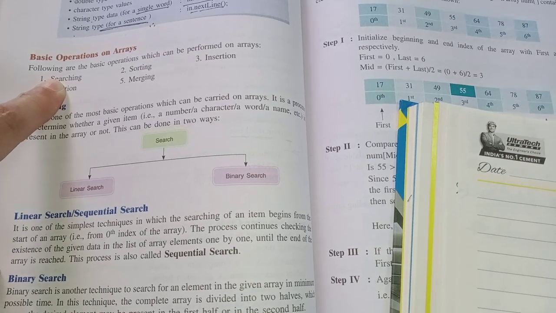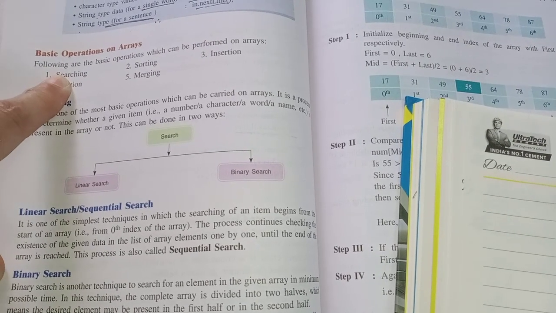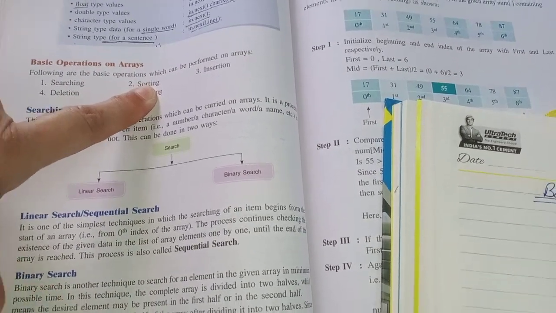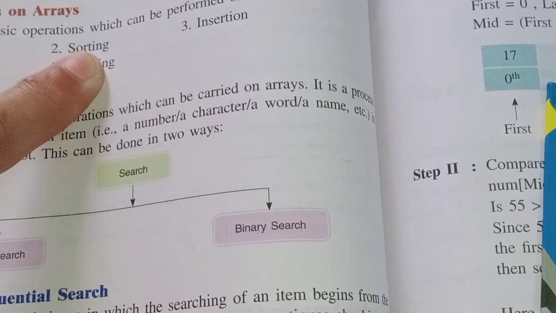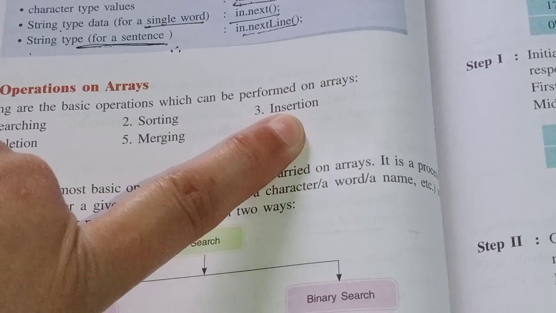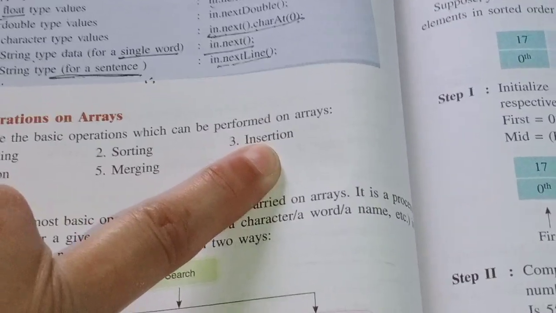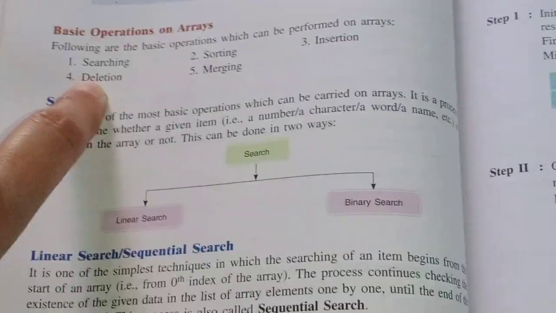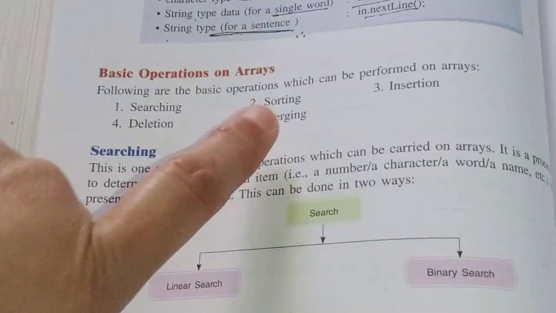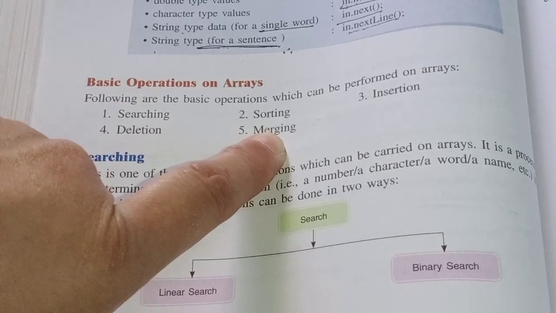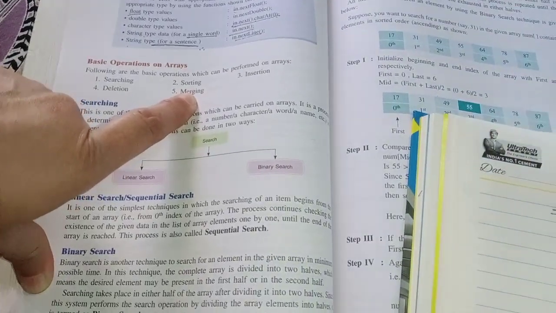Means we will accept one number and we will check whether that number is present in the list or not. Sorting means to arrange the array elements in ascending or descending order. Insertion means we can insert any new element in the array. Deletion, same way we can delete any array element from the list. Merging means to combine two or more than two arrays into a single one.